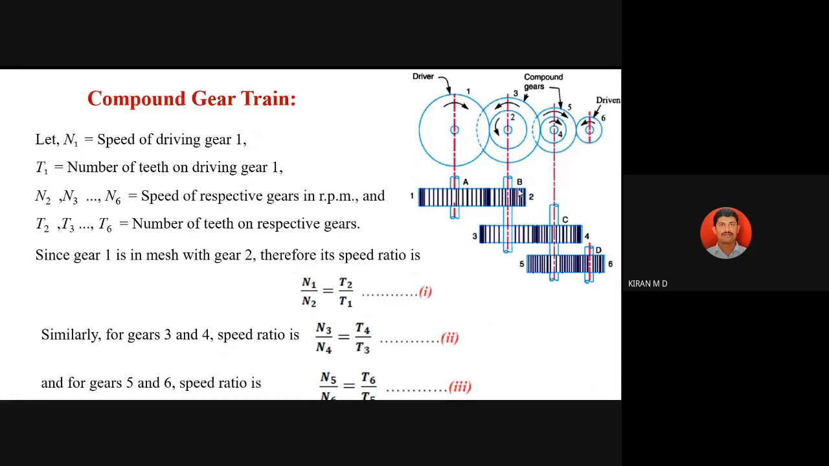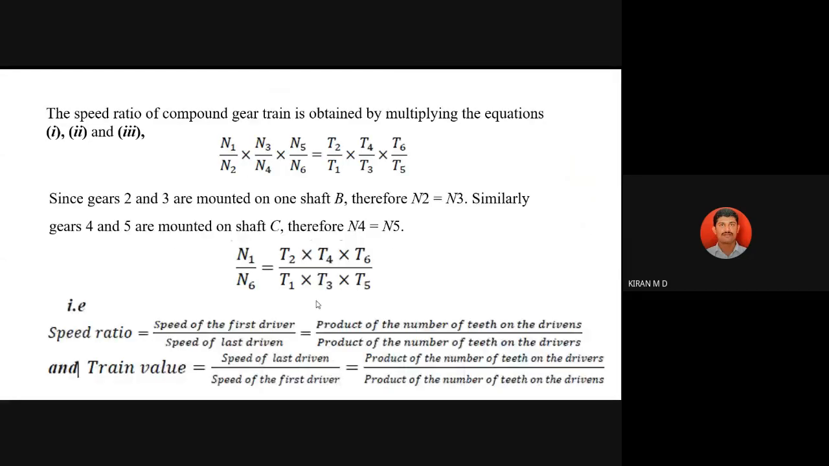T2, T4, T6 are the driven gears, and T1, T3, T5 are the driver gears. T1 is the first driver, and T6 is the last driven. By considering that concept, the speed of the first driver divided by the speed of the last driven is equal to the product of the number of teeth on driven gears divided by the product of the number of teeth on driver gears.